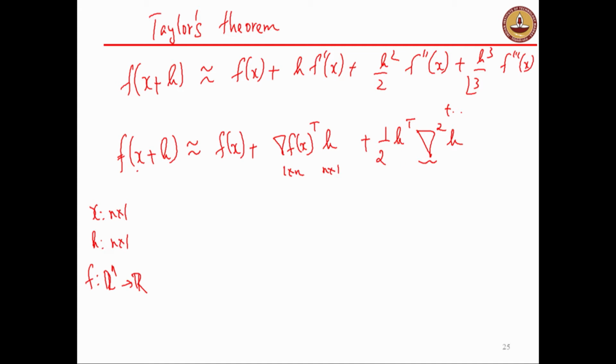And this completely makes sense, right? h is a vector of size n cross 1, so h transpose is a vector of size 1 cross n. This is a symmetric matrix of size n cross n, and this is a vector of size n cross 1. So this is a number. I am going to assume that the others are remainder terms or higher order terms, which I can usually bound as being cubic in the size of h.